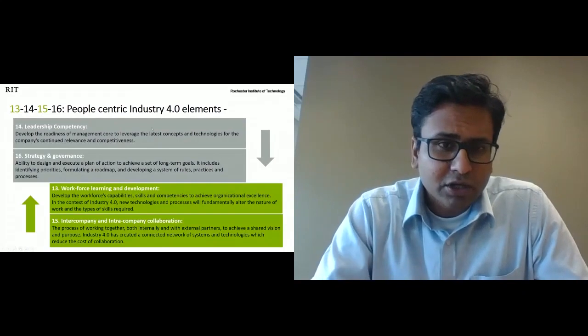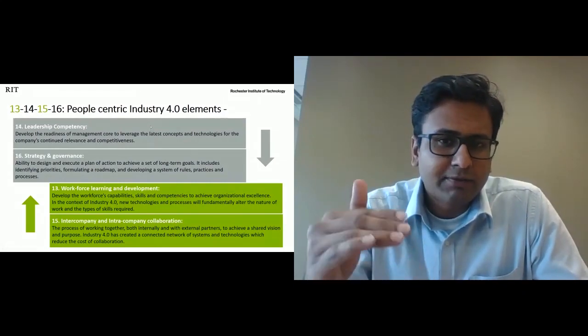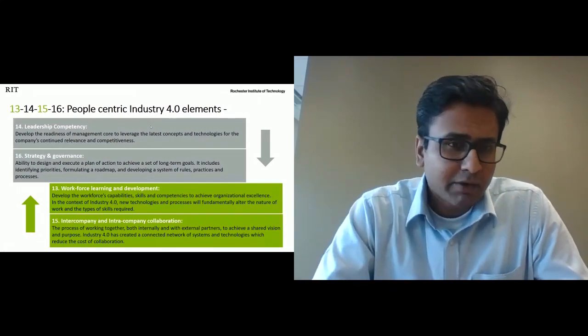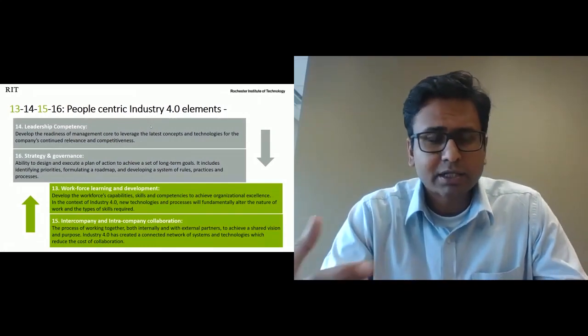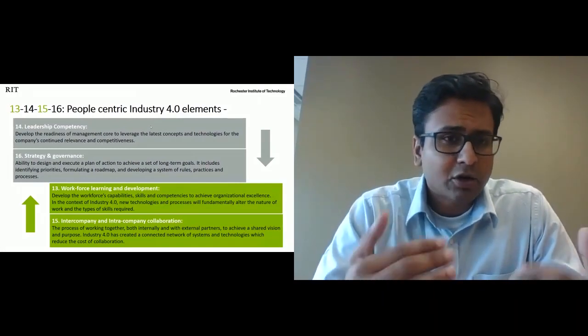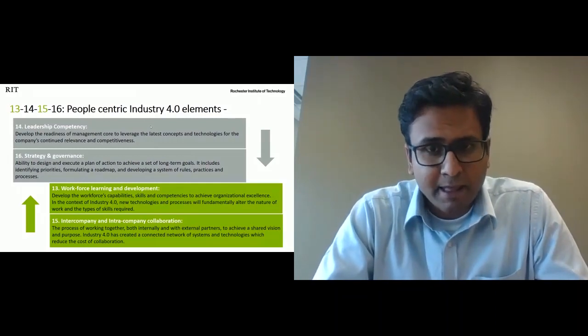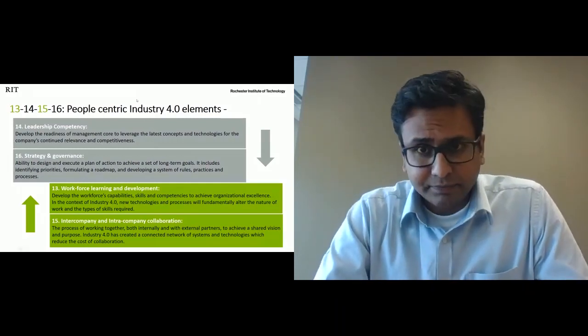There are arrows here on this slide that show top and bottom because we believe 13 and 15 are really driven by the frontline operators and workers, while 14 and 16 are really a top-down kind of approach where management can drive Industry 4.0. Next slide, please, Ben.